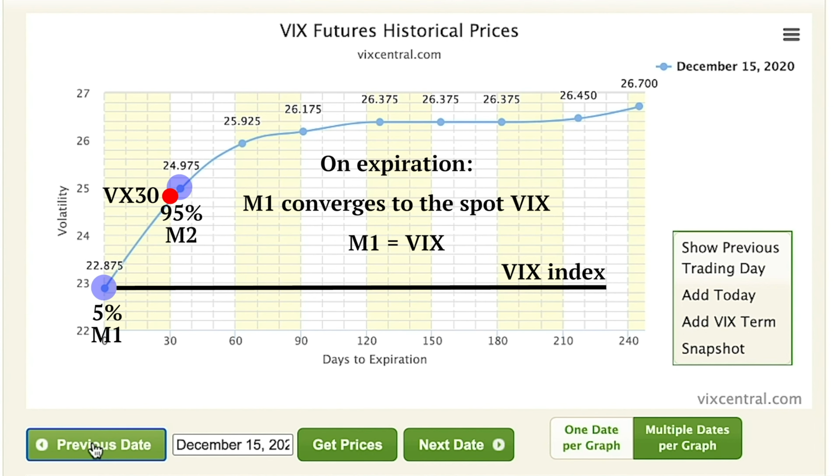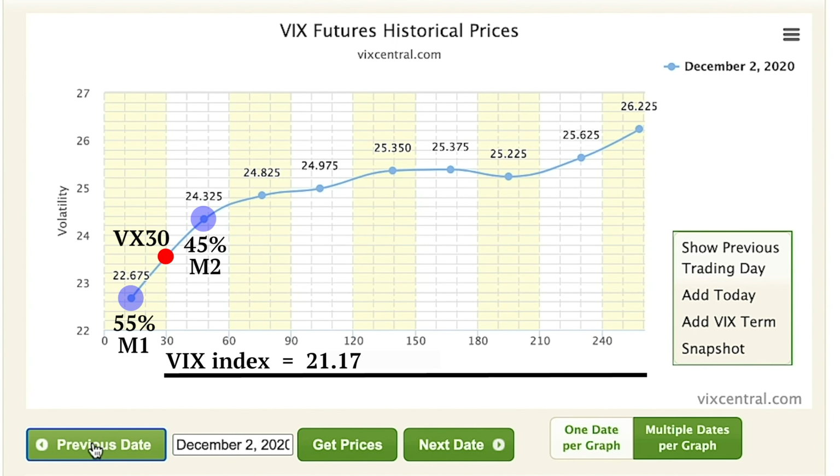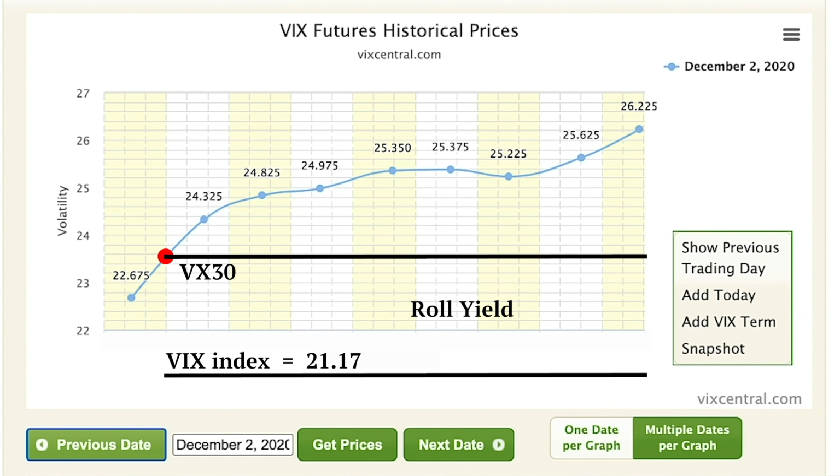So if we click back to that middle value again on the 2nd of December, we can see this relationship between M1 and the VIX. But the front month M1 future is here, back month M2 is right here, and that rolling 1 month VX30 is right there in the middle. So that difference between the VX30 contract and the VIX index, that's called roll yield.